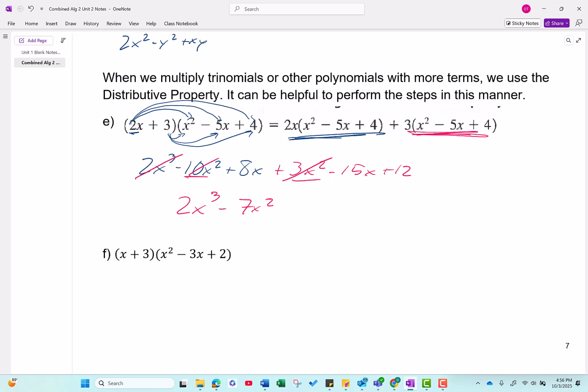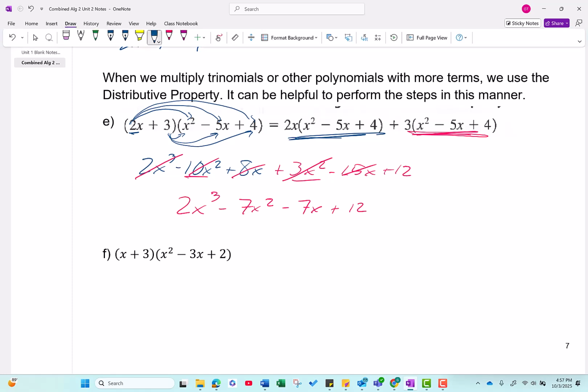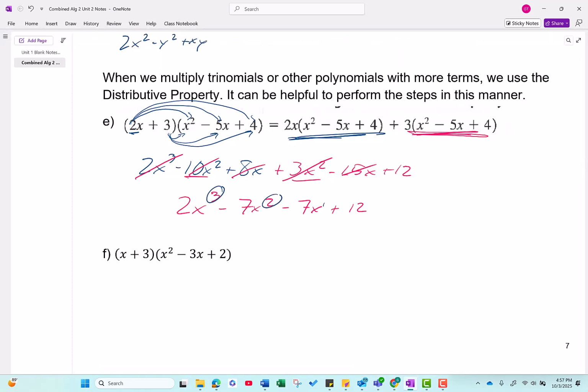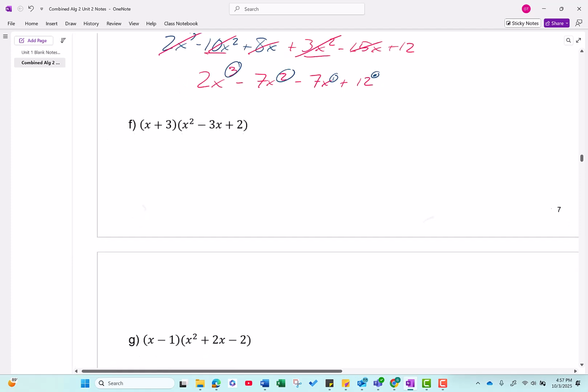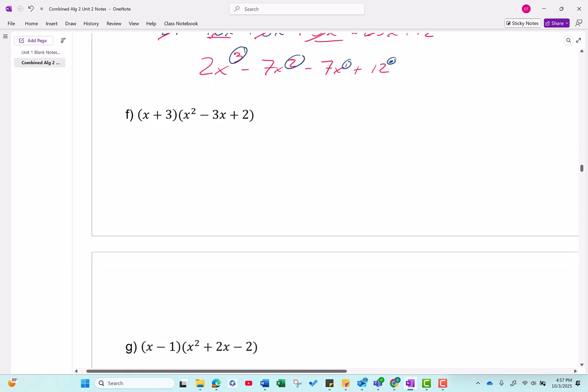All right, so I've used those terms so far. Got plus 8x minus 15x gives me minus 7x, and then all that's left over is plus 12. So this is a polynomial with 4 terms, written in standard form, because I got in descending order 3, 2, there's implied 1 there and implied 0 there. All right, try F and see what you can get.